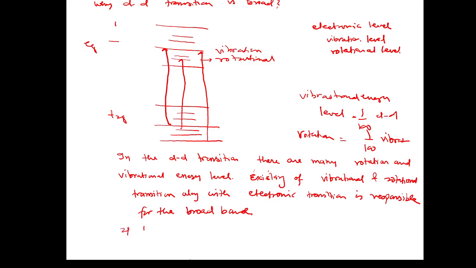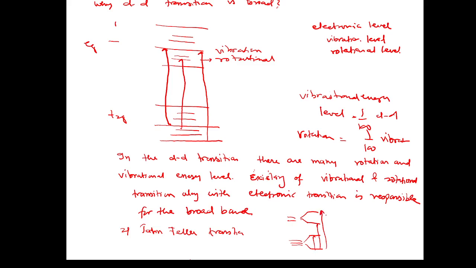The second reason is Jahn-Teller distortion. We have already discussed it in the previous class. So with Jahn-Teller distortion, the t2g and eg will further split into different kinds of energy levels. Now we actually have 1, 2, 3 transitions.